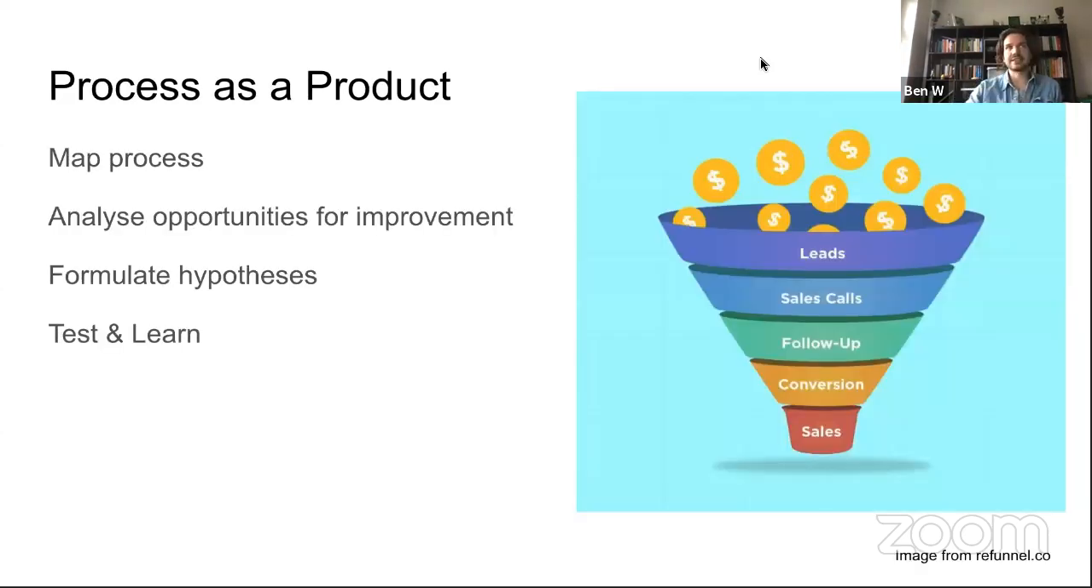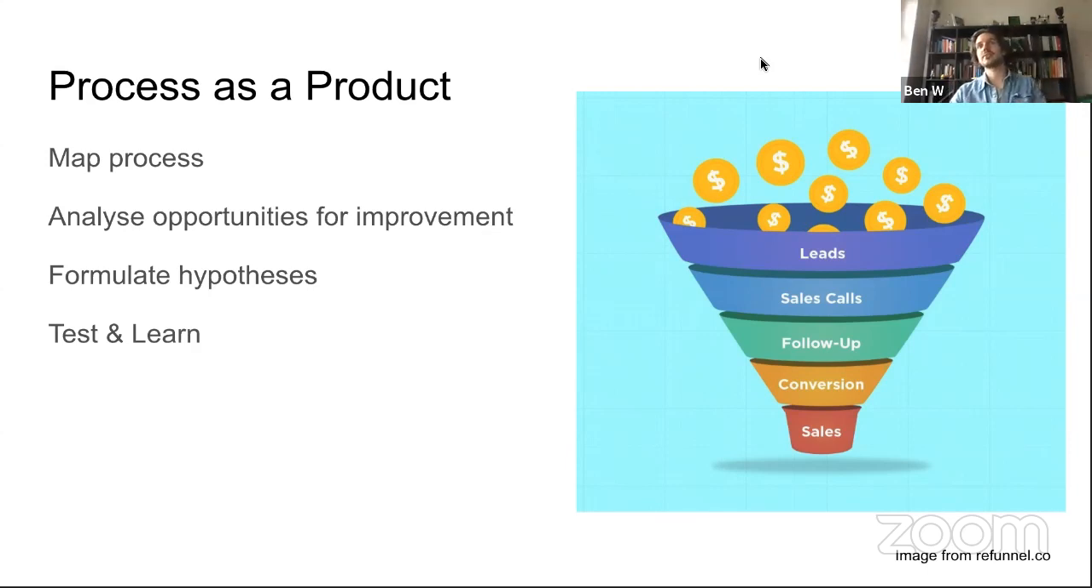The other one, and this is closer to the sphere I'm working in right now, is process as a product, right? I'm managing a region. I have a lot of different market managers reporting to me. They're all working in one way or another in a sales funnel. So here you can apply product thinking as well, right? You map out your process, your sales funnel. You analyze where opportunities for improvement lie.